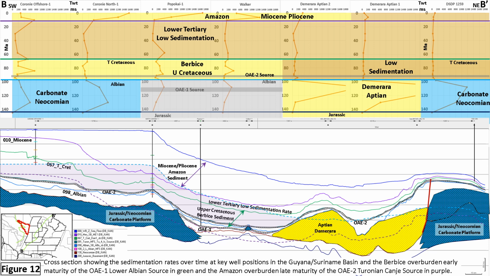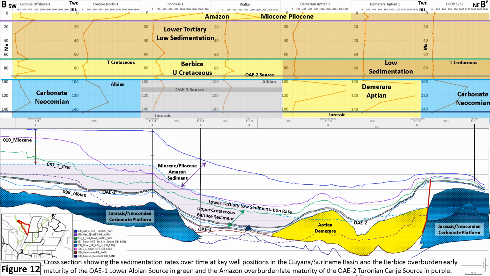The same is true on this section. Again, from south to north, you can see the Neocomian carbonates and the OAE1 lower Albian source rock. In this case, on this side of the basin in Suriname, there's not enough Berbice sedimentation to mature the OAE1 source rock prior to the Amazon. You can see the Demerara clastics and the carbonates again in the Jurassic to Neocomian. The purple area here is where the OAE2 source rock would be mature based on the Miocene sediments.